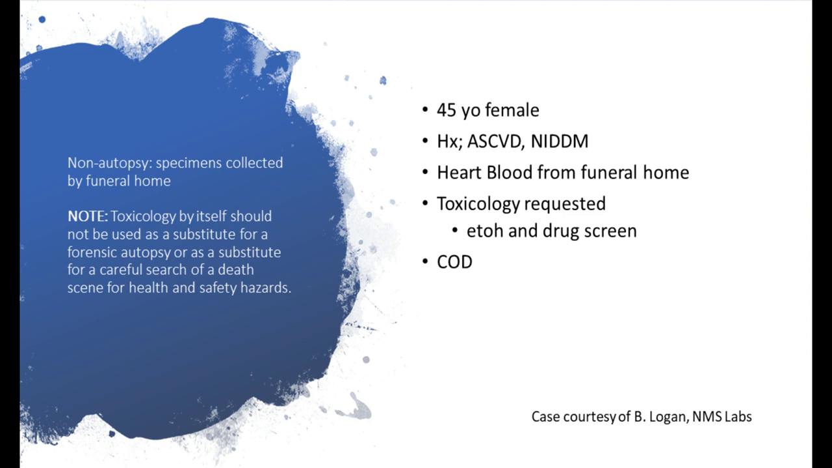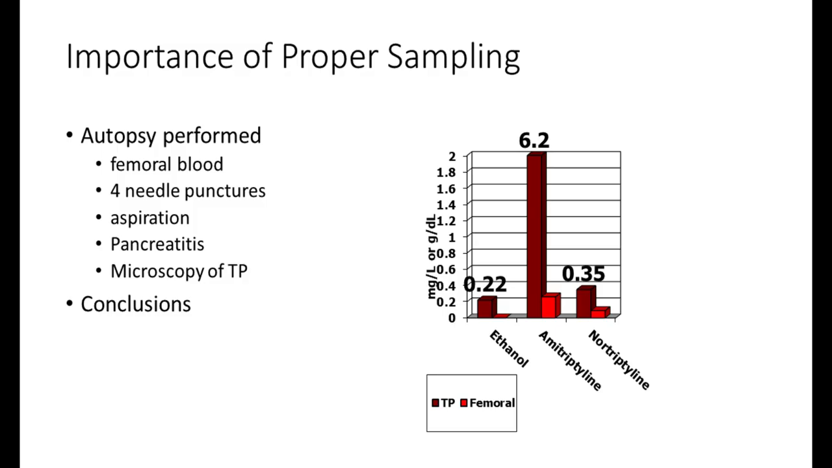Toxicology was requested, but the family objected. They said, if you're going to do these analyses, then we want you to do an autopsy. So this is what happened. The autopsy was performed and femoral blood was collected. What they noticed in autopsy was there were 4 needle punctures in the thoracic area. And that means that the individual in the funeral home had a difficult time collecting a specimen.